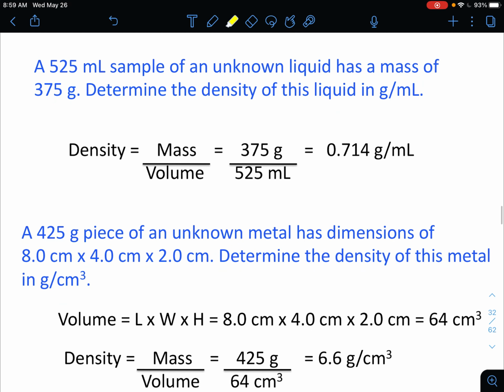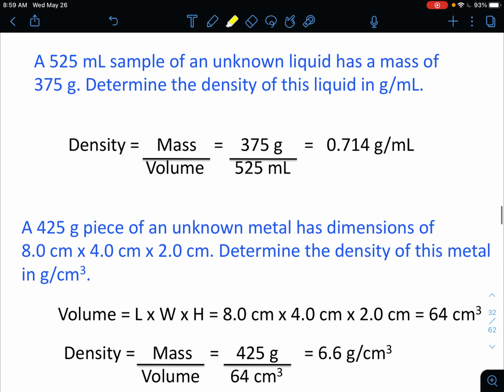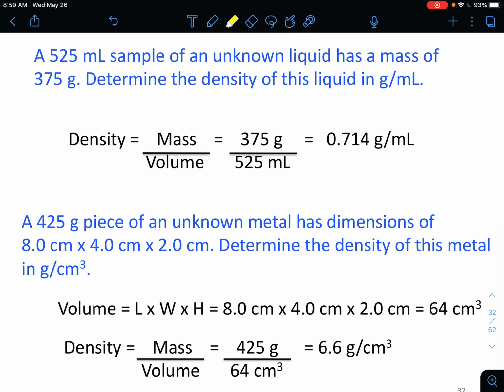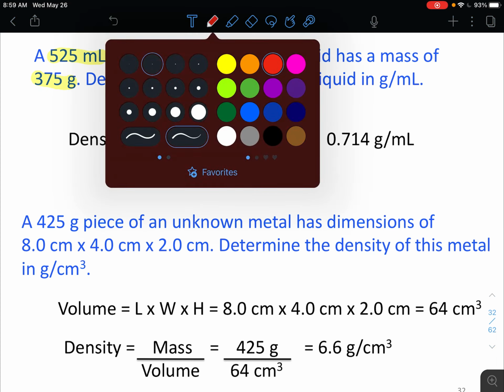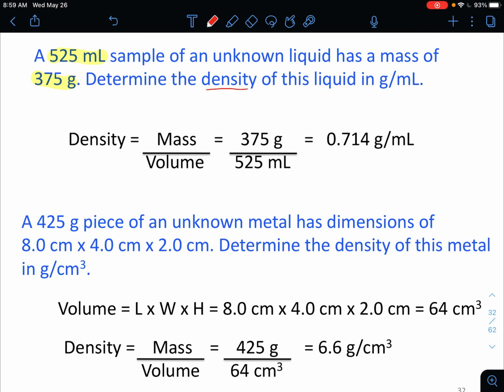Okay, so some example calculations of some of the things that we want to be able to do with density. The first problem is just following the definition of density. It's a 525 milliliter sample of an unknown liquid. It has a mass of 375, and it's asking us to determine the density in grams per milliliter.